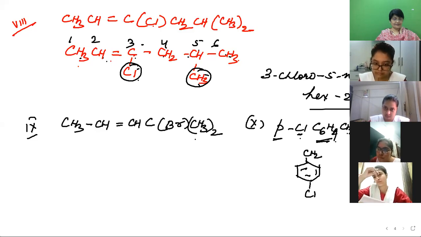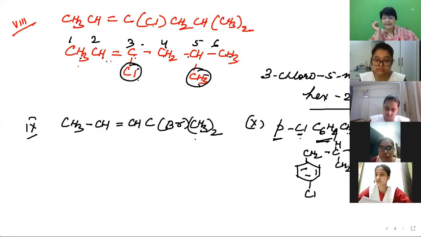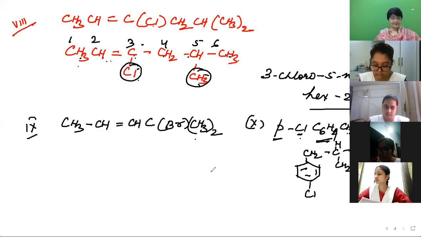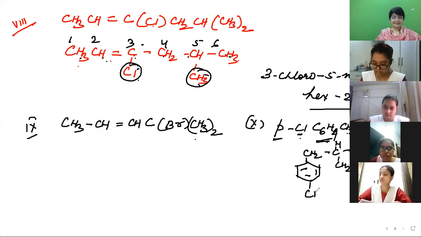CH2, CH, CH3, CH3. And when you are expanding, you just check it. Carbon should have only 4 bonds, not more than that. Which is going to be the word root? Benzene. Chlorobenzene, right?